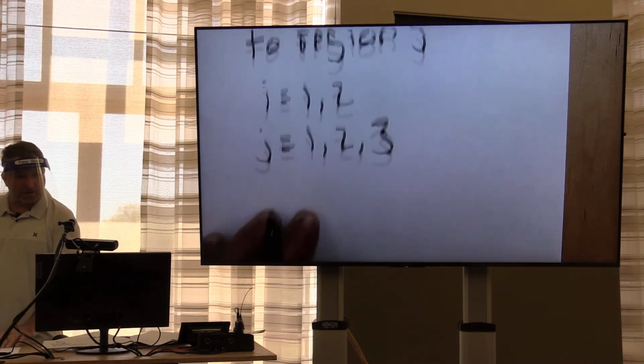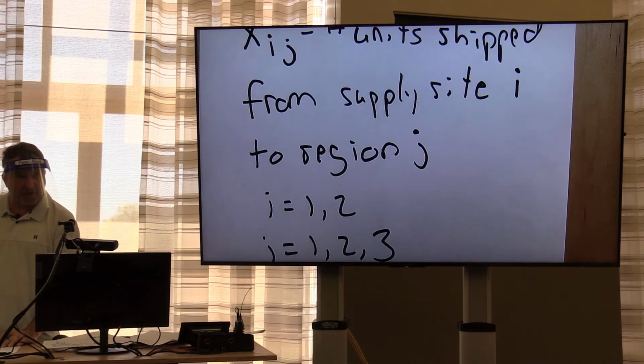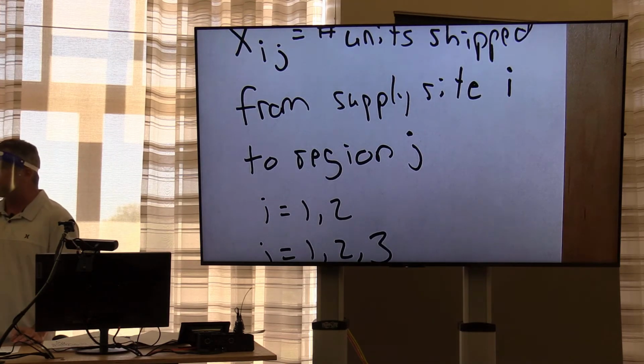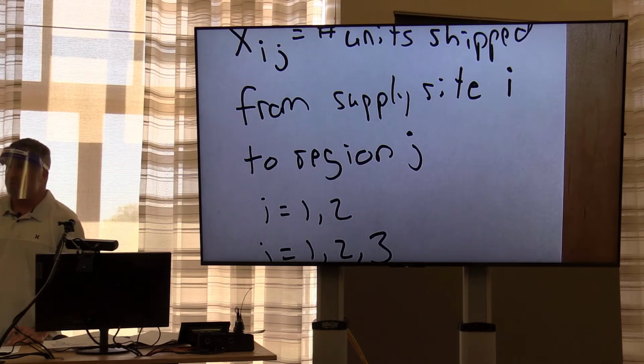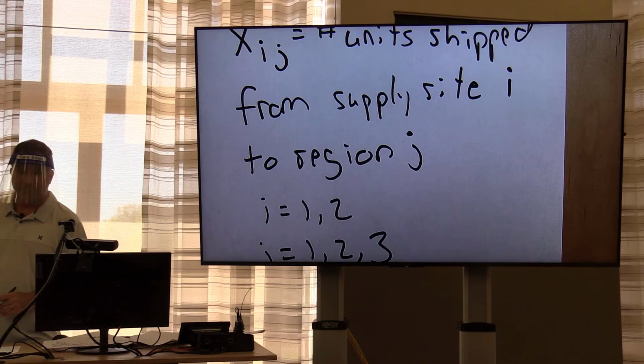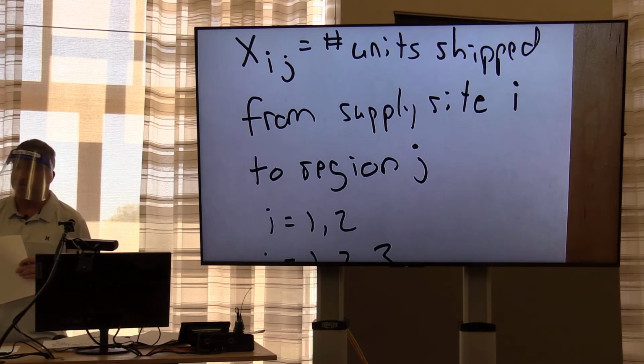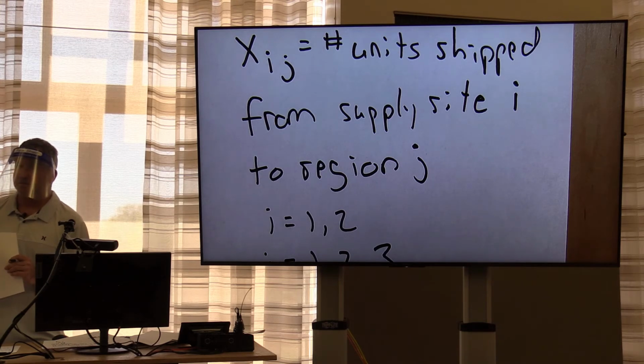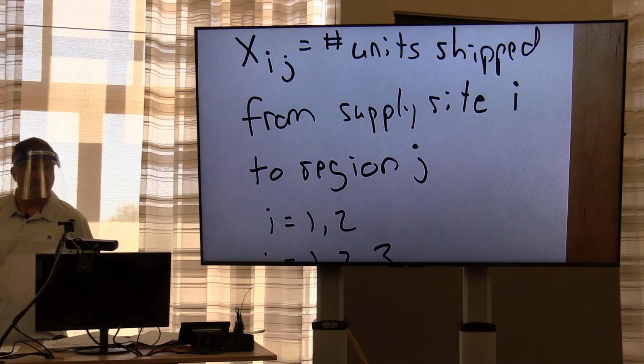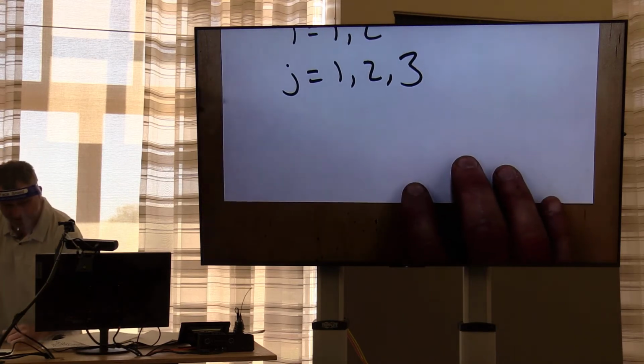And I think those are all our decision variables. All we need to know is how much goes from one supply site to what region. So, how many decision variables are there? How many XIJs are there? Like combinations of? Yeah. To make sure you understand.